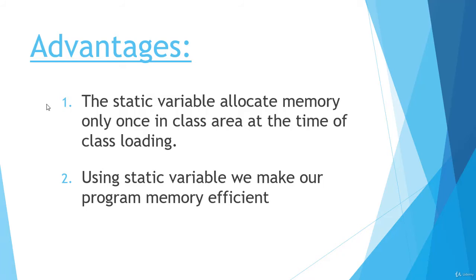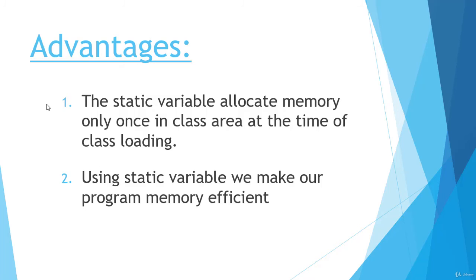What are the advantages of using the static keyword? The static variable allocates memory only once in the class area at the time of class loading. As I have explained before, the static variable allocates the memory only once when you start your program. And using the static variable, we make our program more efficient. How can we make our program more efficient?